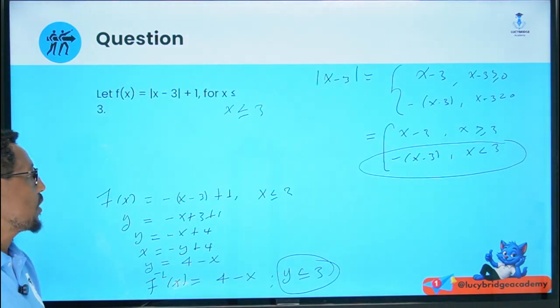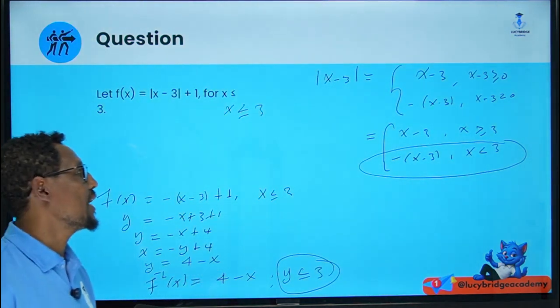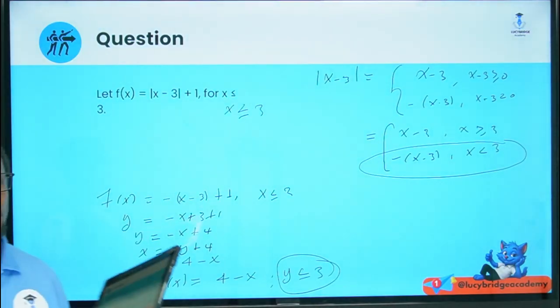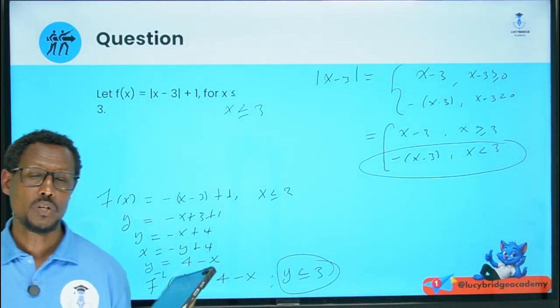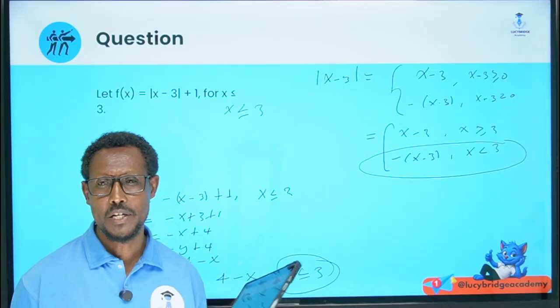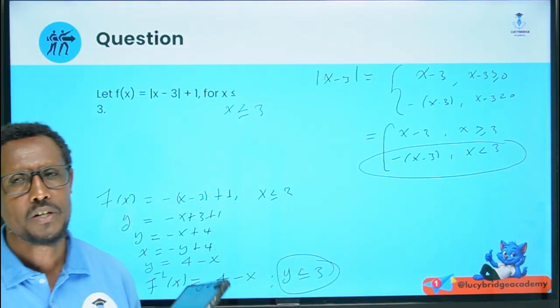So in this case, we can find the inverse of a function which is not one-to-one. We can make it one to one by restricting its domain.